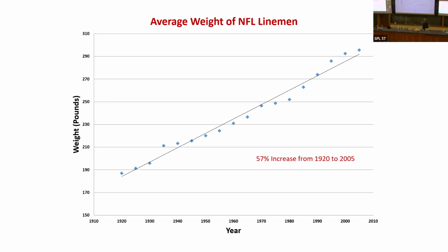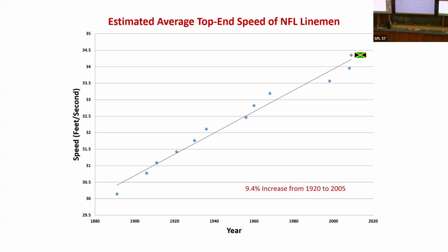And you see that the mass has shifted from about 190 pounds back in 1920, when the Chicago Bears were the Decatur Staleys and we had the Massillon Tigers, up to a bit over 290 pounds. I'm sure it's up above 300 at this point. So the mass has grown by about 50 to 60% for linemen in the NFL.